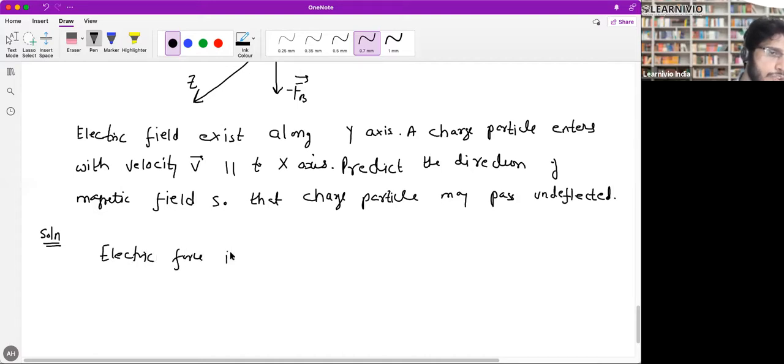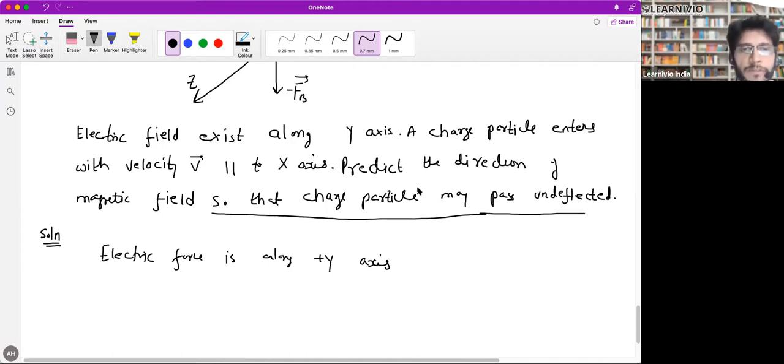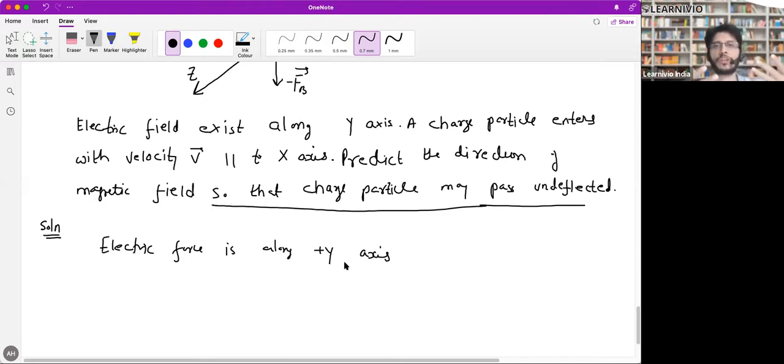Yes, Abdullah. Sir, why are we taking the force to be 0? Because it's given in the question, so that the charged particle may pass undeflected. You have to predict the direction of magnetic field so that the net force on the charged particle is 0. So electric force, sorry, is along positive y-axis.